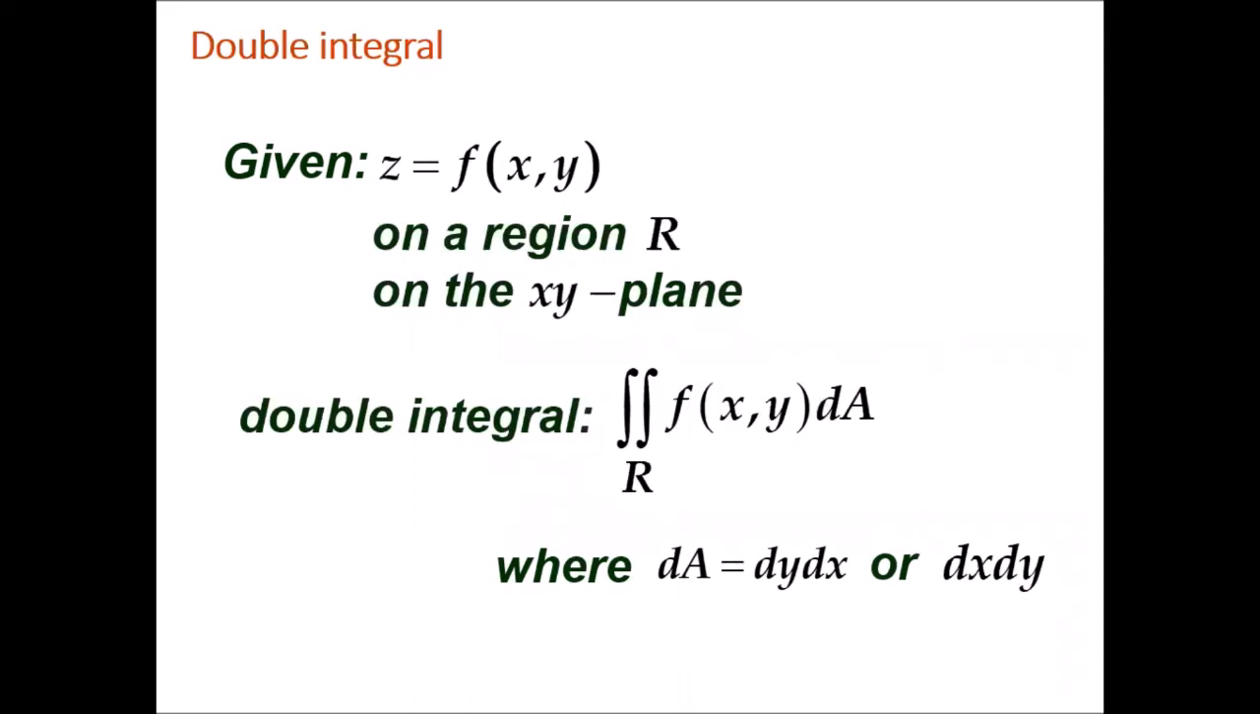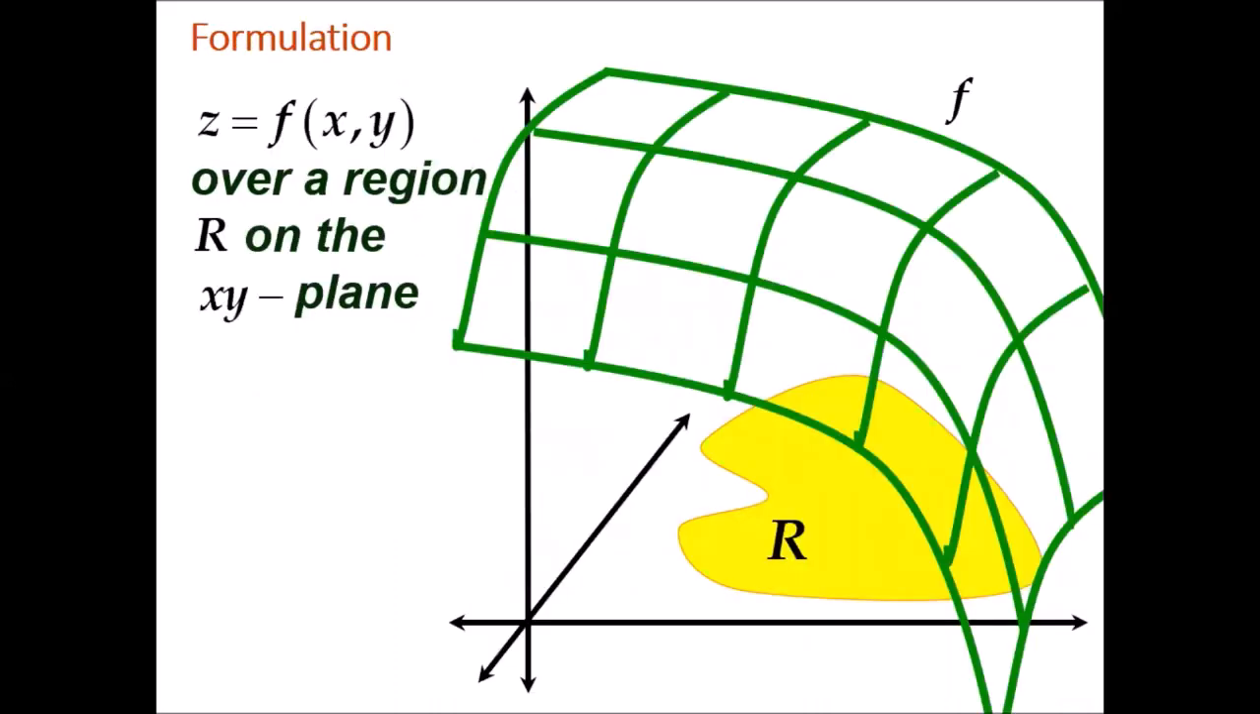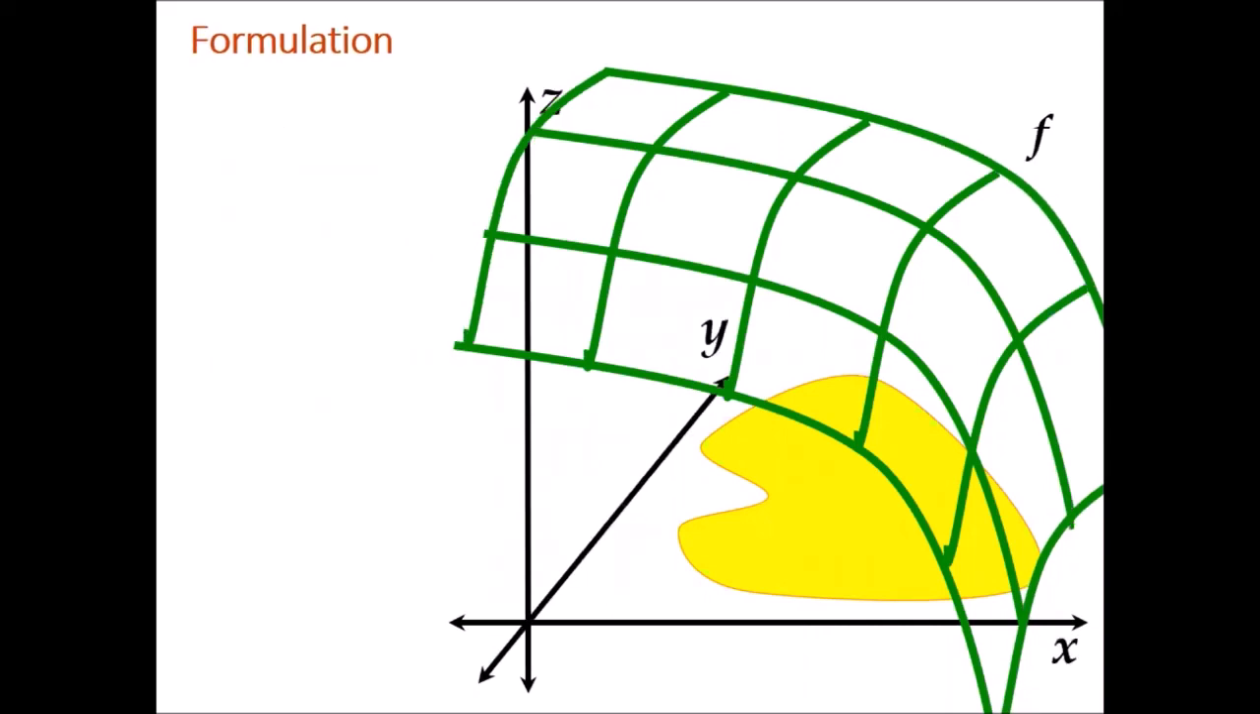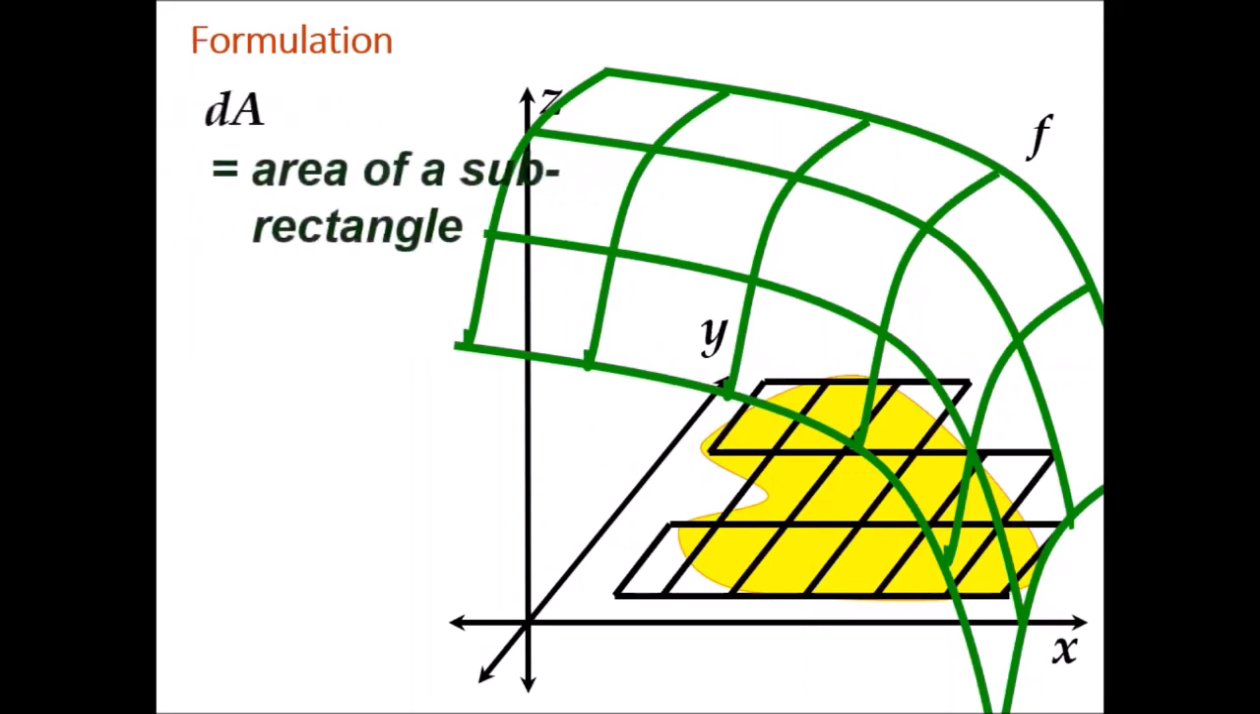Now, let us visualize how this double integral works. Consider the graph of the function z plotted over a region R on the xy plane. Our goal here is to find the volume of the solid bounded by these graphs. In order to get this, first, we want to divide the region R into subrectangles with area dA. Every subrectangle has a dimension dx by dy. And this gives us dA equal to dx dy or dy dx.